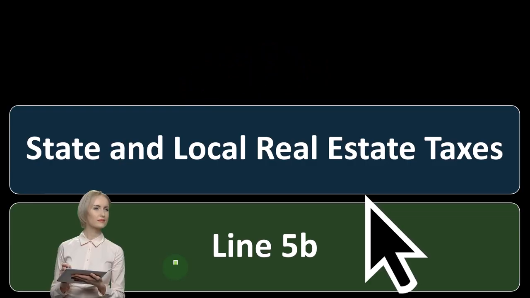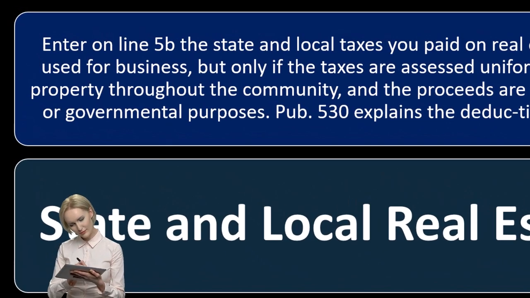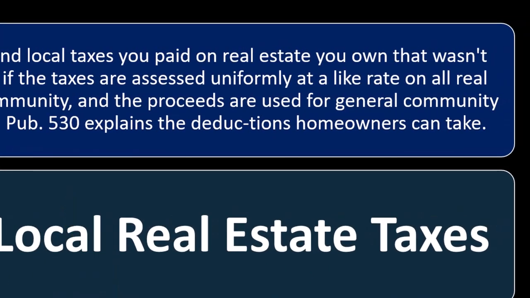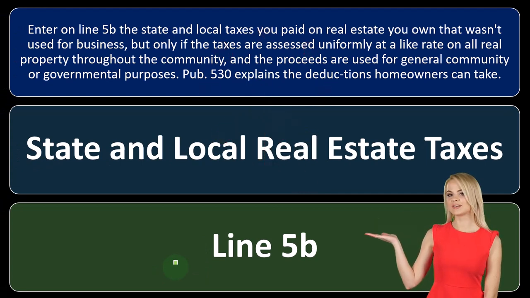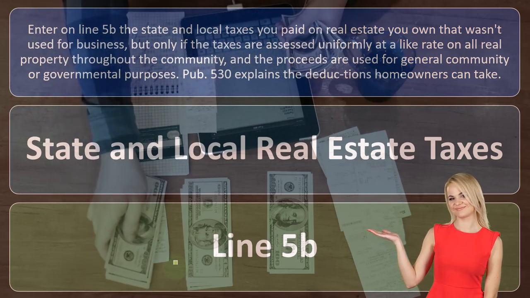Line 5b, state and local real estate taxes. So enter on line 5b the state and local taxes you paid on real estate you own that wasn't used for business. So this is the other big one. Someone owns a home, that's the big one. You've got the mortgage interest on it, and then you've got the property tax related to it as well.